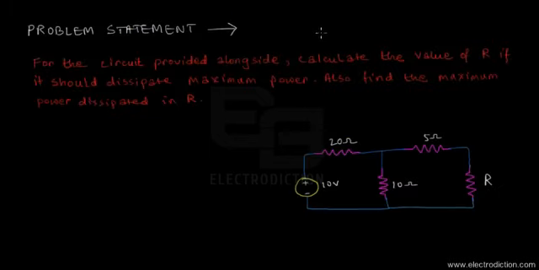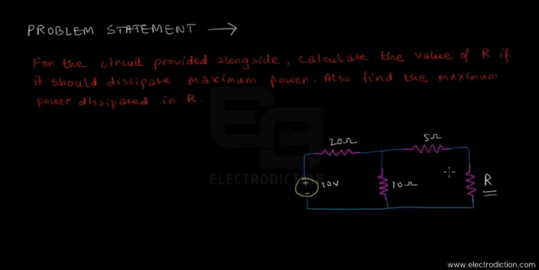Here's our problem statement. It says that, for the circuit provided alongside, calculate the value of R. So let's find R. Here's R, one of the resistors in the resistive circuit. We need to find the value of R if it should dissipate maximum power.